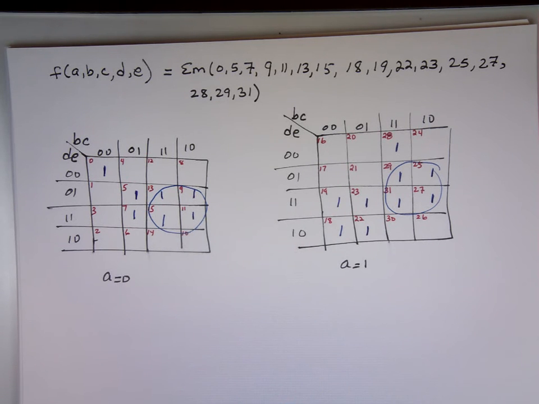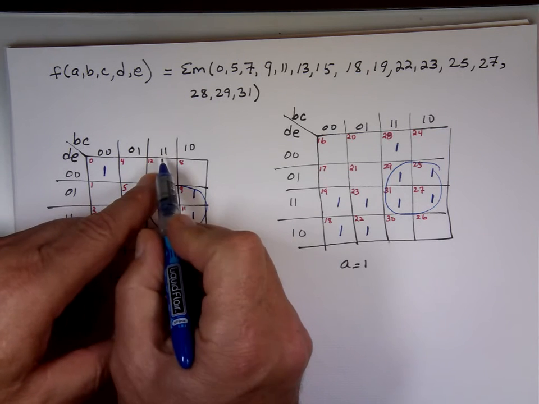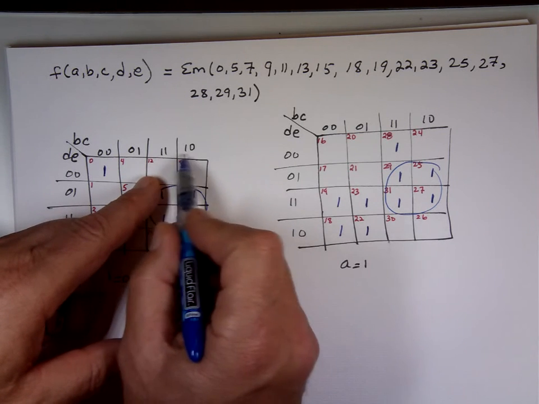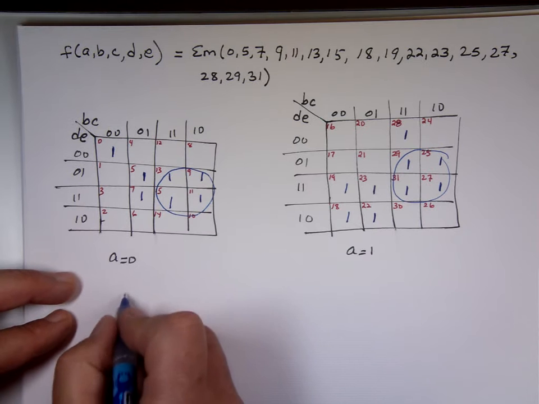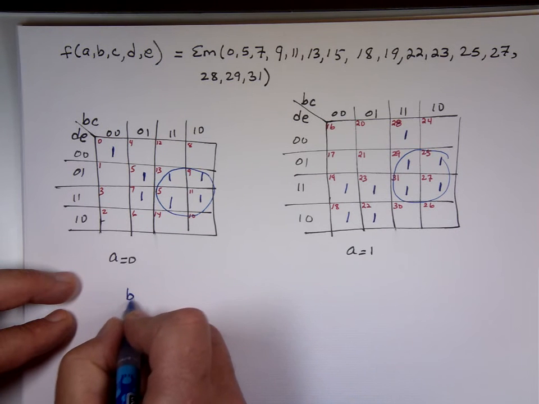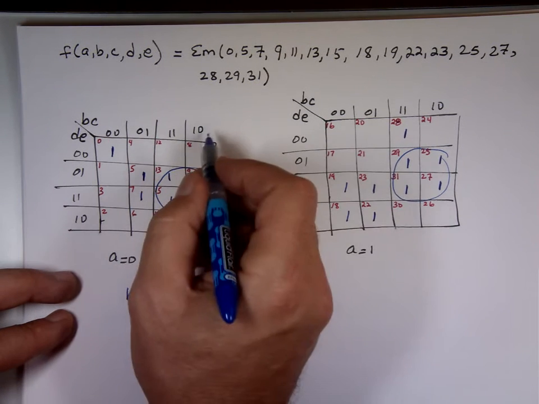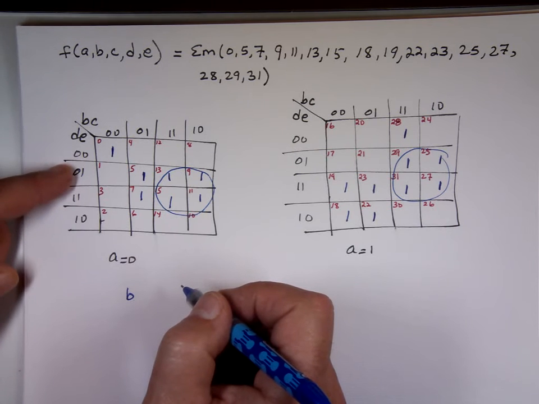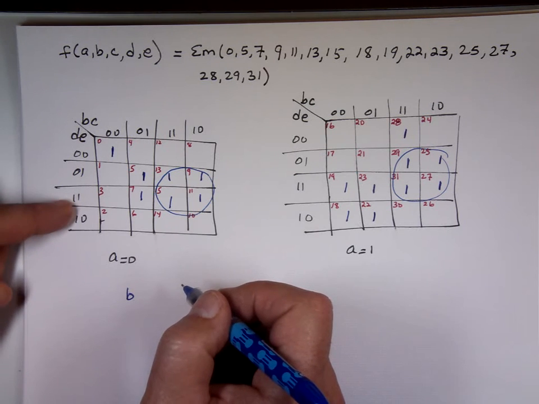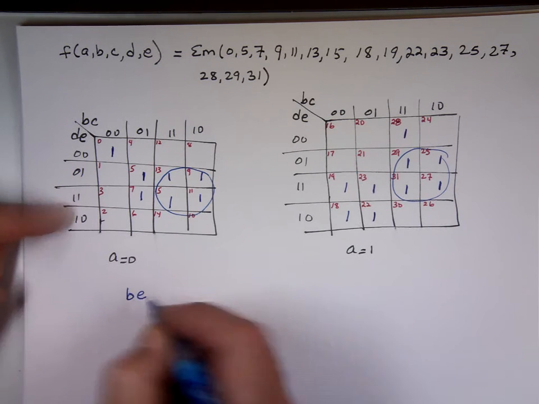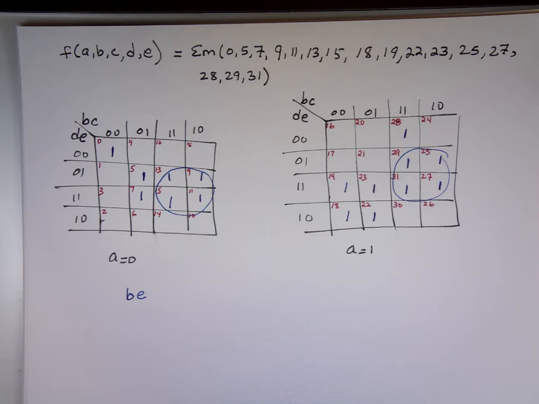Now let's look at B, C, D, E. B is staying the same, which is 1, so that's B. C is changing, that's gone. D is changing, that's gone. E is not changing, E is there. So the term is BE.